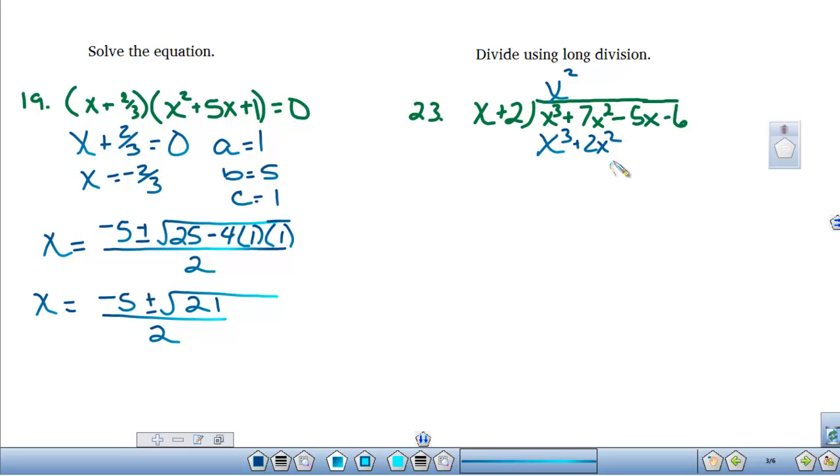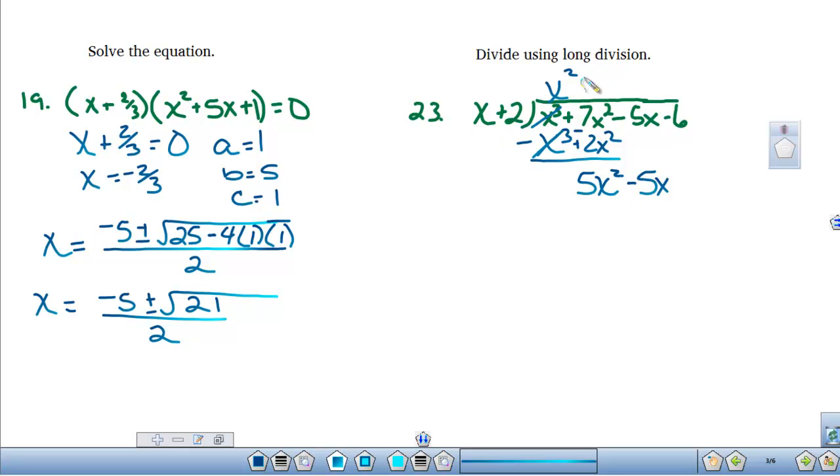We know in division problems the next step is to subtract. I'm not just subtracting one term, I'm subtracting both, so I'm going to distribute that negative to both. The first terms should always cancel out. 7x squared minus 2x squared gives me 5x squared. Next, I'm going to pull down the negative 5x and repeat that whole process.